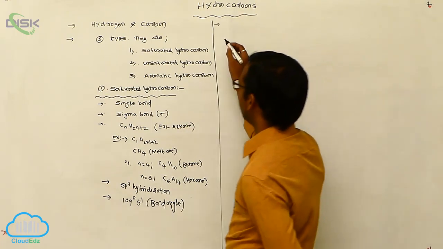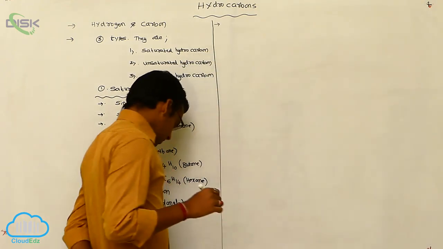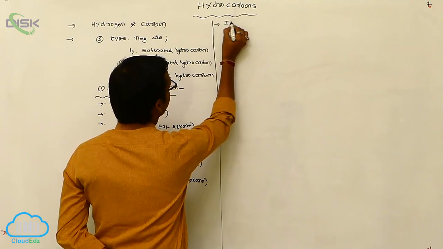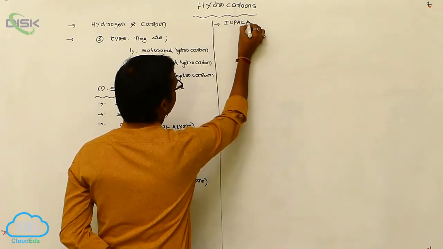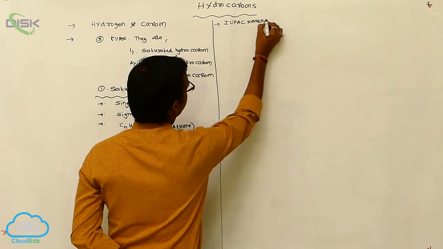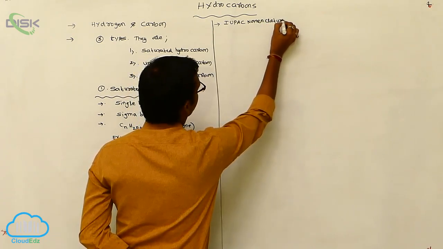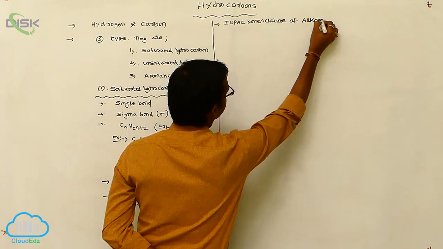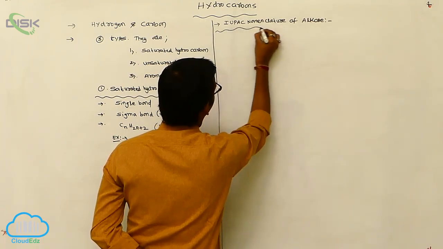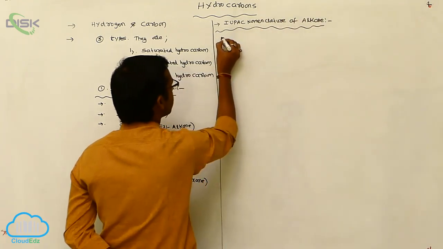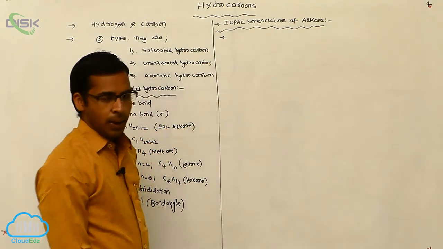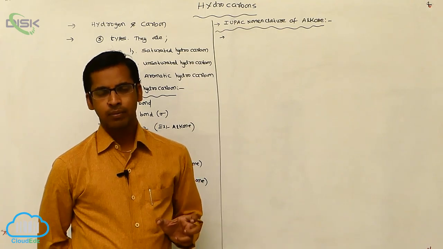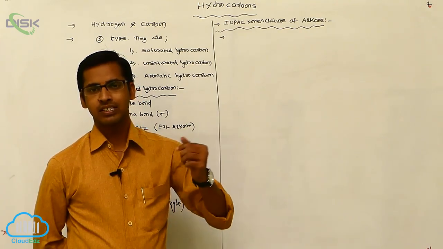And next, the IUPAC nomenclature of alkanes. In an alkane, first write the root word, meaning the parent carbon chain. To that parent carbon, add the primary suffix, which is ane.